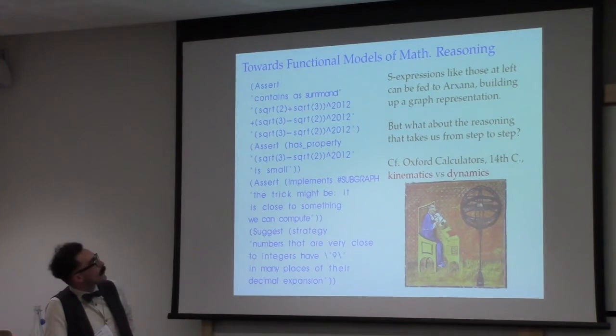But what about making this functional, like we were talking about before? So S-expressions like these things, which kind of represent the arrows I had before, can be fed into a program called Arcana, building up a graph representation. And what about the reasoning? It takes us from step to step.